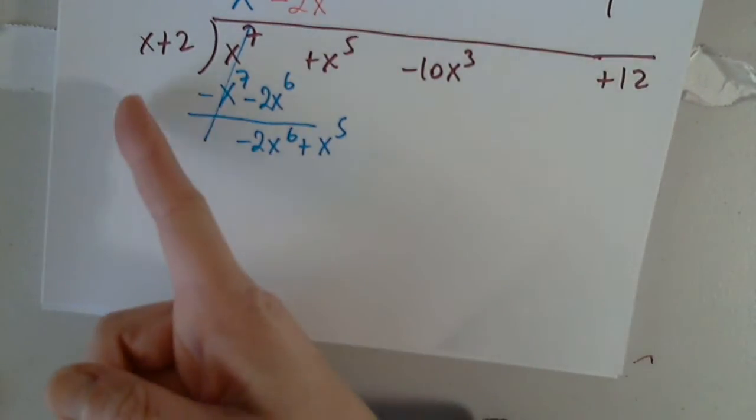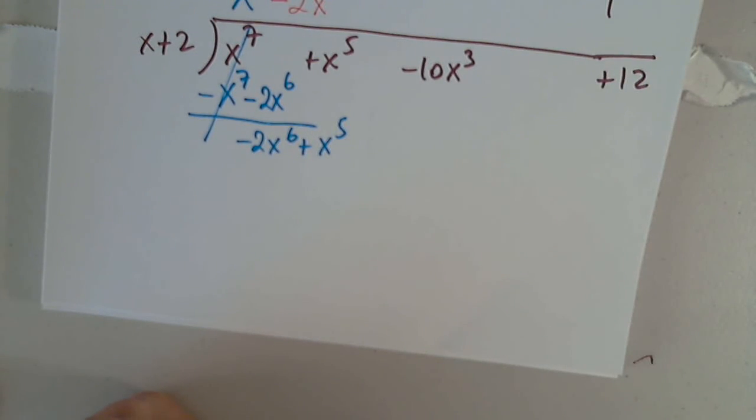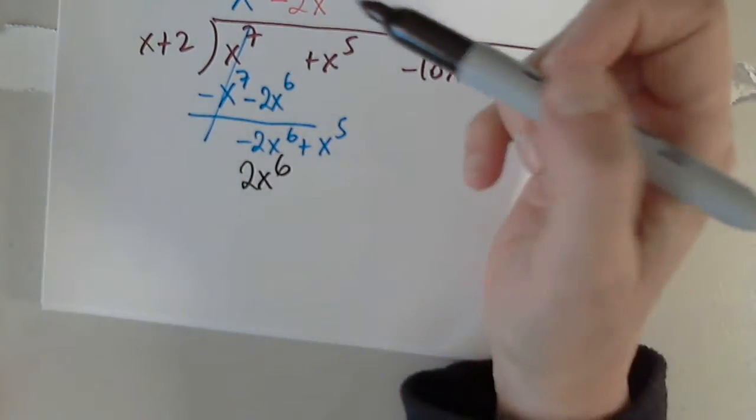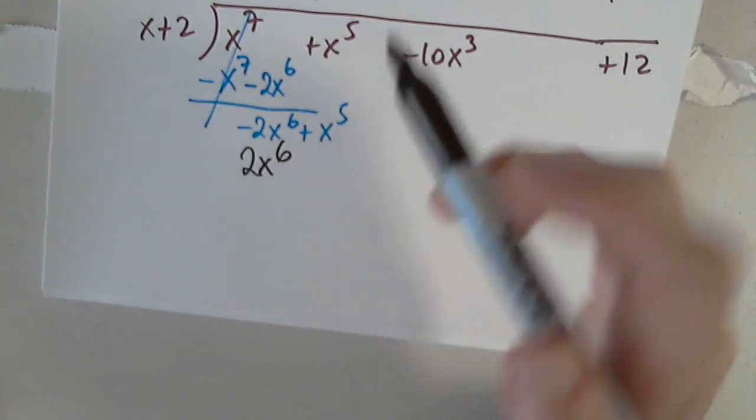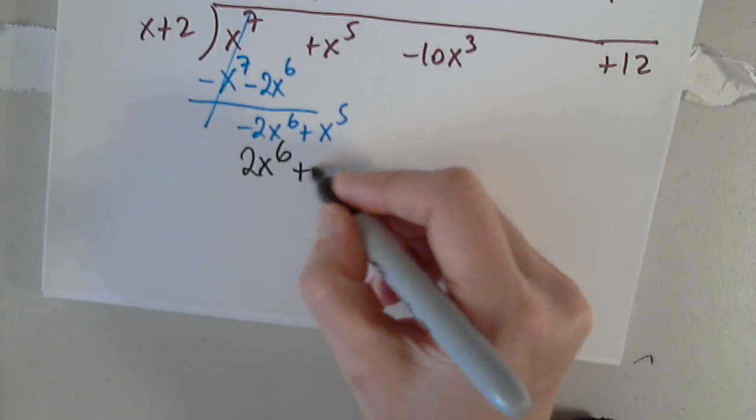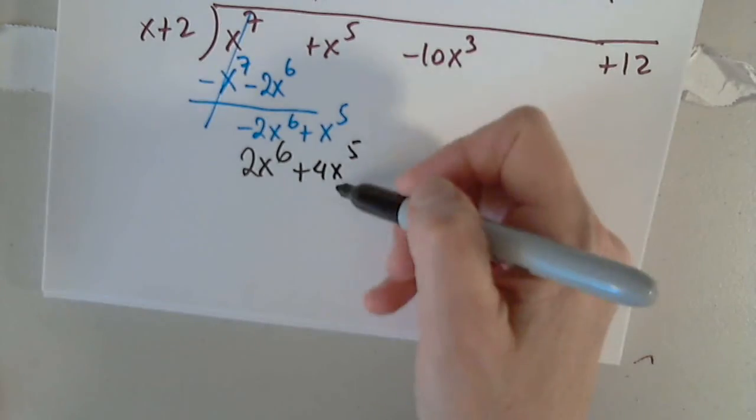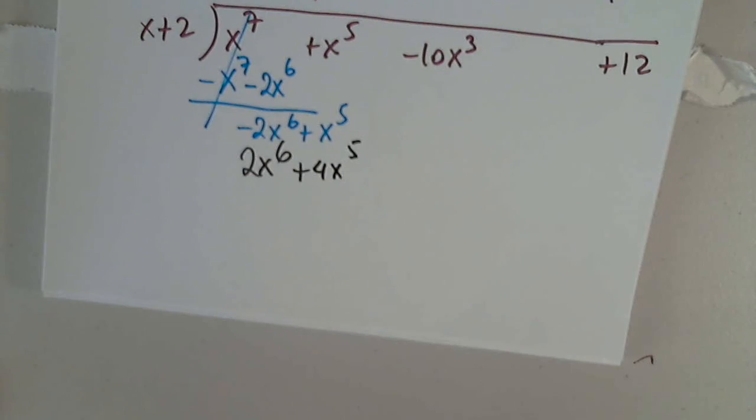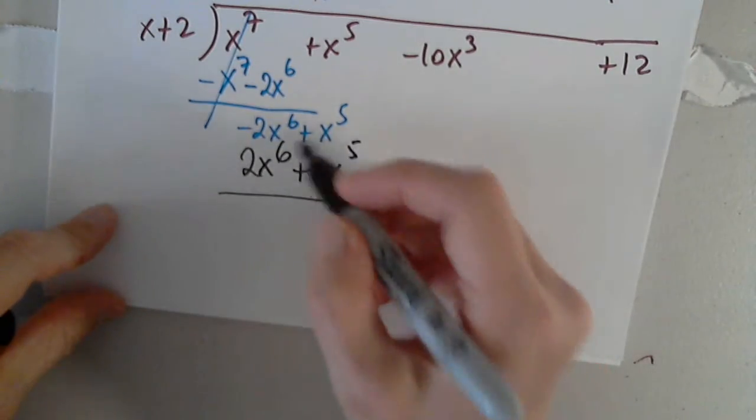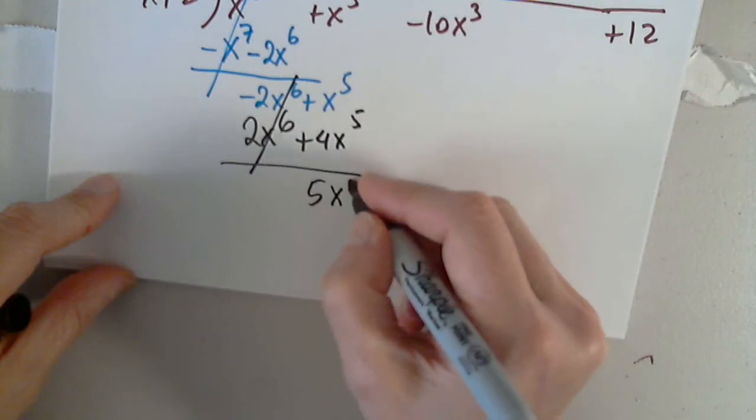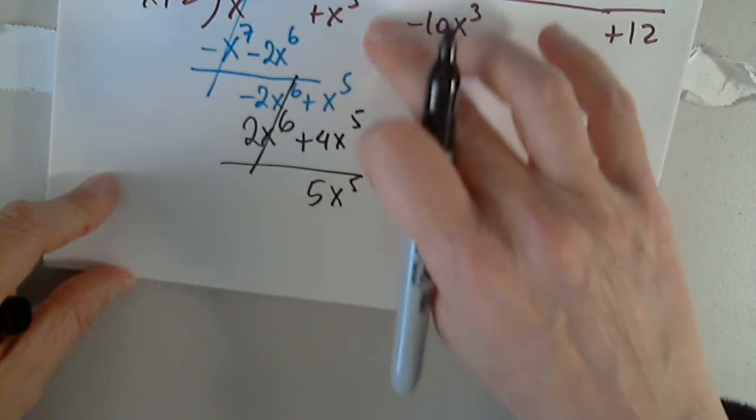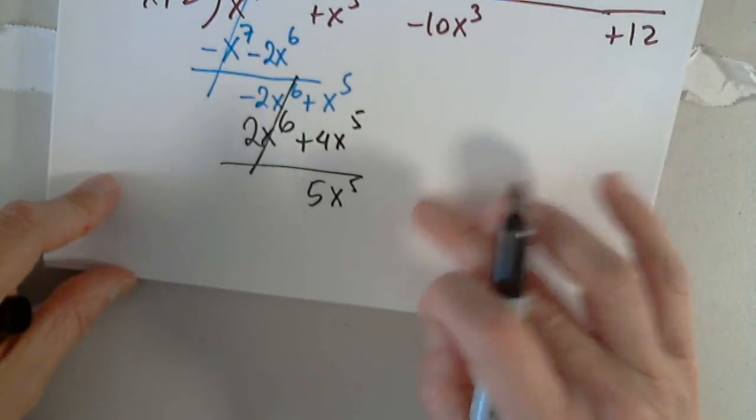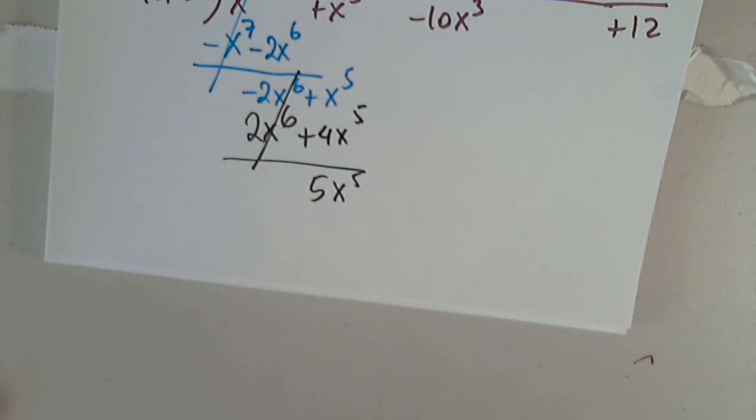Negative 2x to the 5th times x is negative 2x to the 6th, but I have to change the sign. Negative 2x to the 5th times 2 is negative 4x to the 5th, but I have to change the sign. And I write it below like terms. They're right there. Perform the operations I see, and now I have 5x to the 5th. I don't have anything to bring down yet. The next term is not there. Okay, I may choose to write this one or not. So let's leave it alone for a moment, and let's continue.